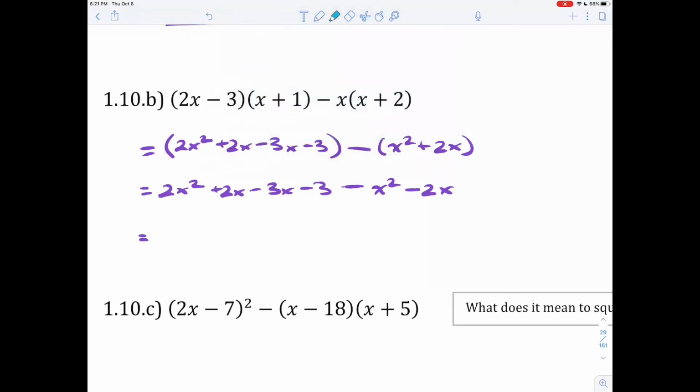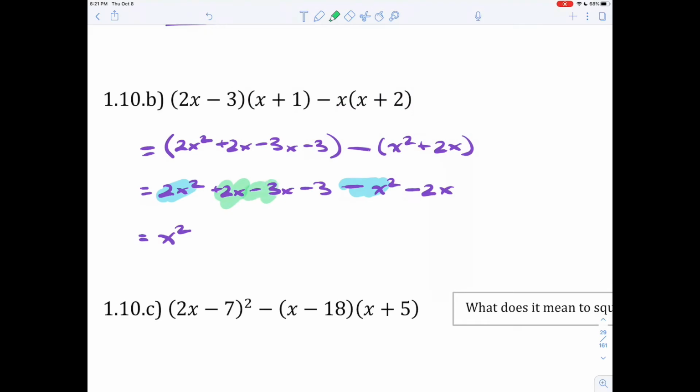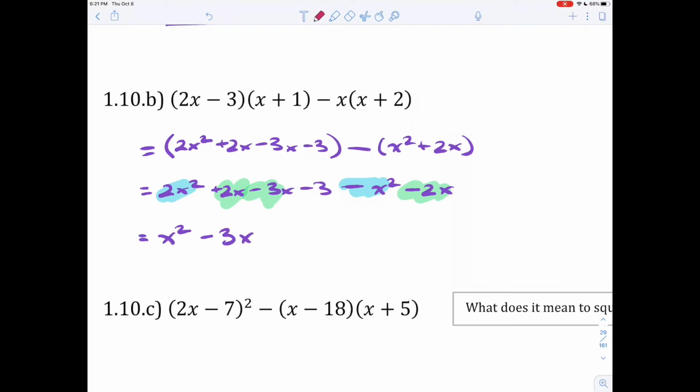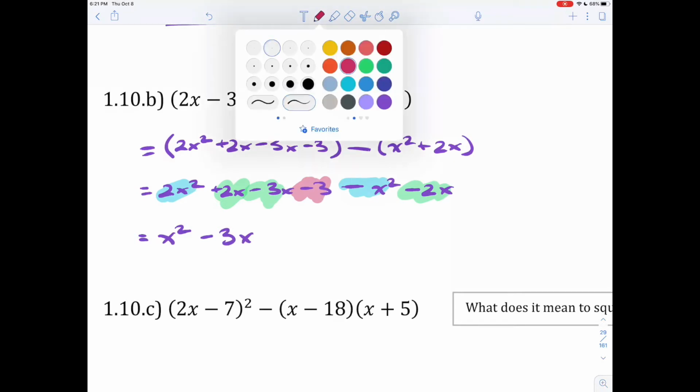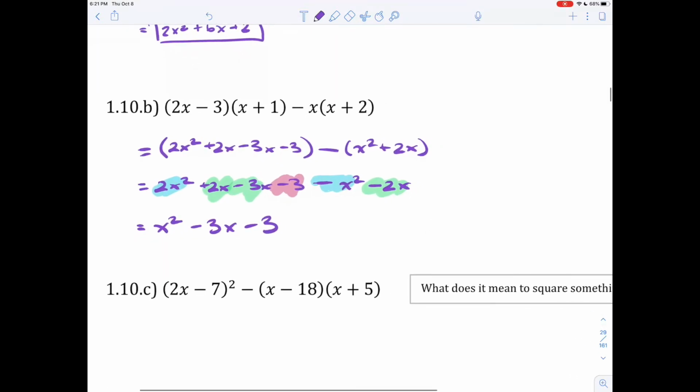So I can collect 2x squared with this negative x squared, which is just 1x squared. We have 2x minus 3x minus 2x, which leaves us with just negative 3x, and then this poor little negative 3 is just running around on its own. But we'll love it all just the same. That one is done. All right, next.